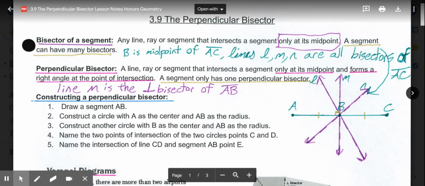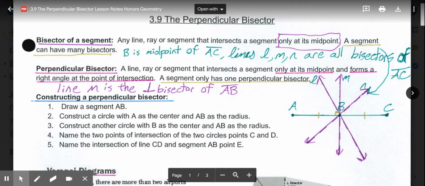A perpendicular bisector is a special type of bisector. Again, it's a line, ray, or segment that intersects a segment only at its midpoint and forms a right angle at the point of intersection. So a perpendicular bisector intersects another segment at its midpoint and creates a 90-degree or right angle. There is only one perpendicular bisector to each individual segment.